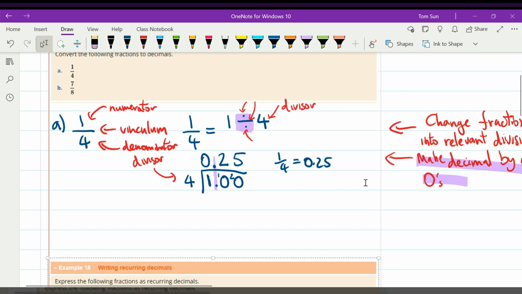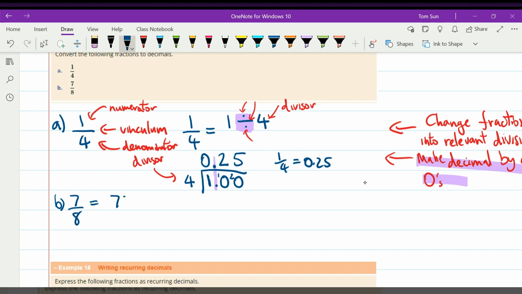Let's do 7/8 and see what happens. So B, 7/8 is equal to 7 divided by 8, and then you can write it down as short division here. So 8 is the divisor, so it goes on the outside, 7 is the dividend. 8 doesn't go into 7, so I need to add a 0 here.